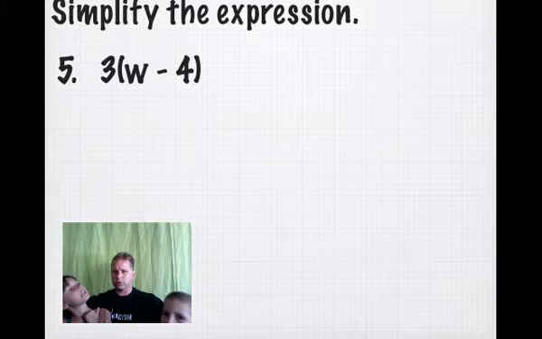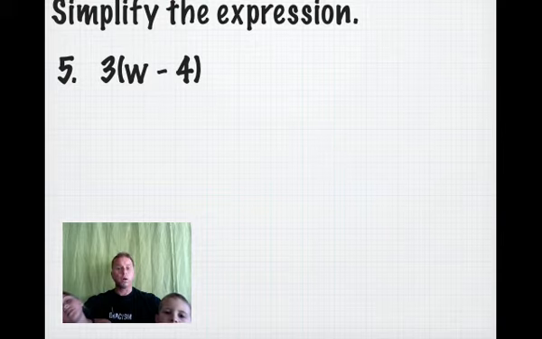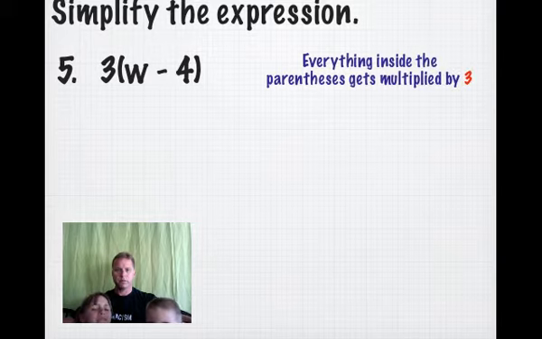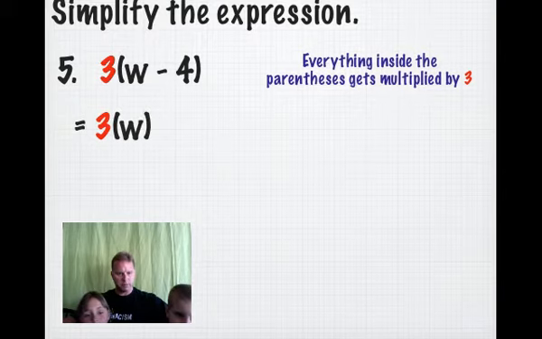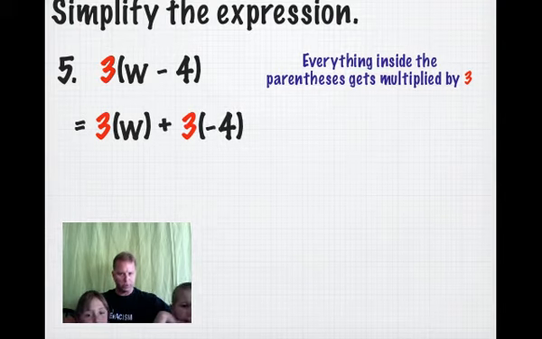That 4 isn't in front of the W, is it? So we have 1 watch, and then a minus 4. 1 minus 4. So we're going to have 3 times W, and then 3 times a minus 4.